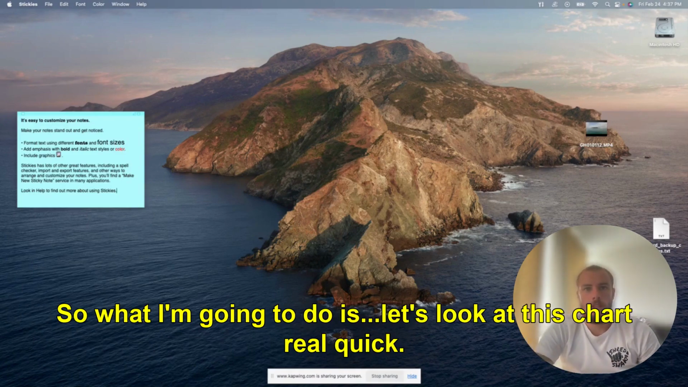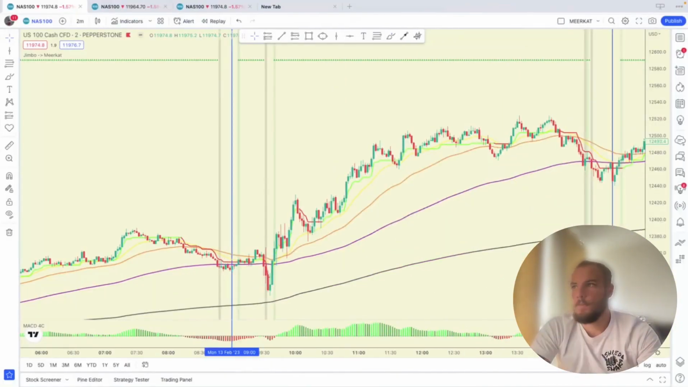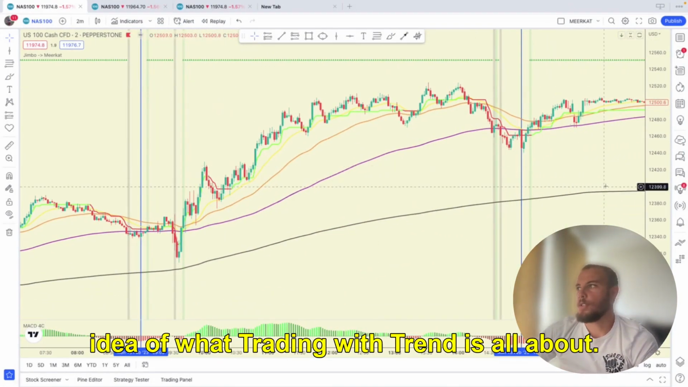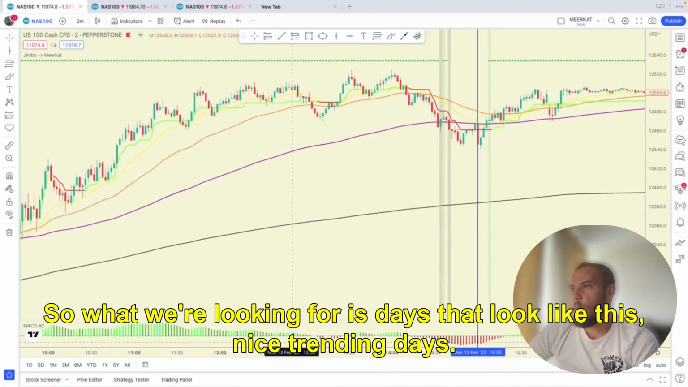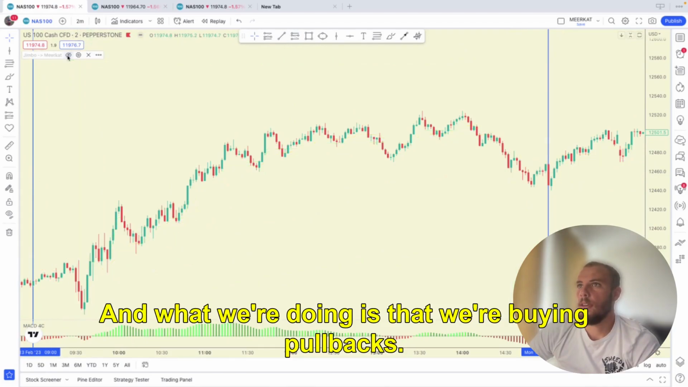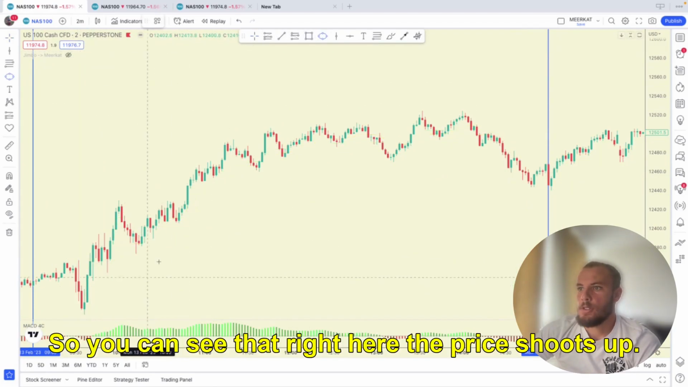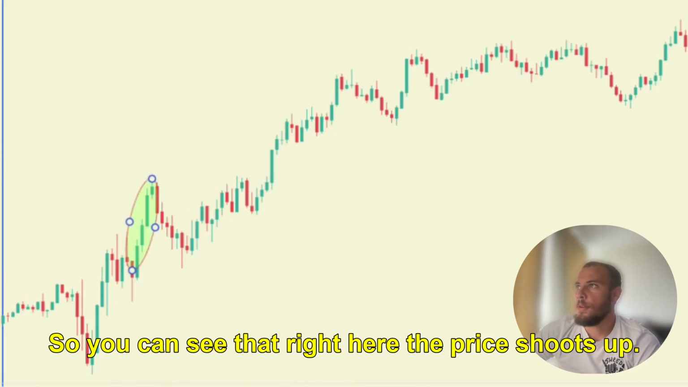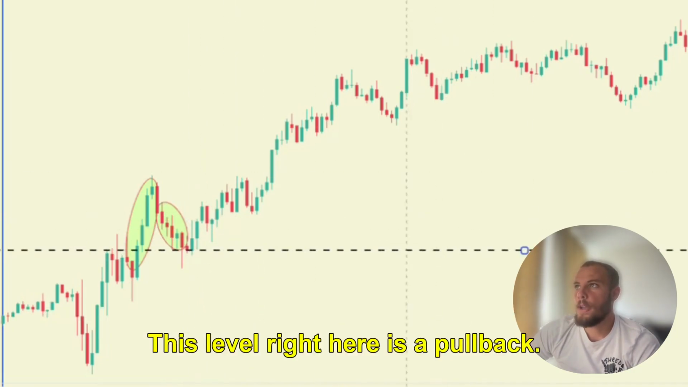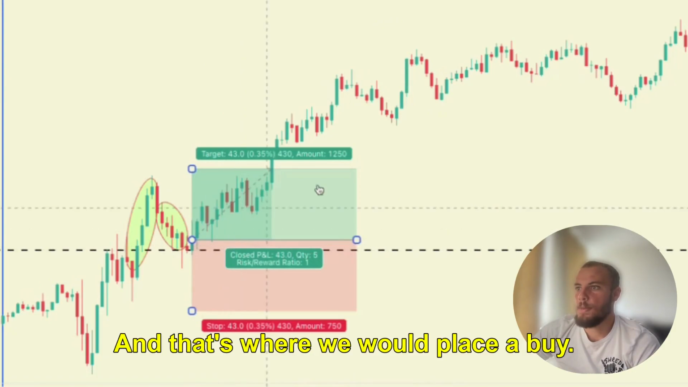So what I'm going to do is let's look at this chart real quick. And within this chart, you'll basically be able to get a really brief idea of what Trading with Trend's all about. So what we're looking for is days that look like this. Okay, nice trending days. And what we're doing is that we're buying pullbacks. So you can see that right here, the price shoots up. And then you can see that right after it shoots up, it shoots down. This level right here is a pullback. And maybe that's where we would place a buy.